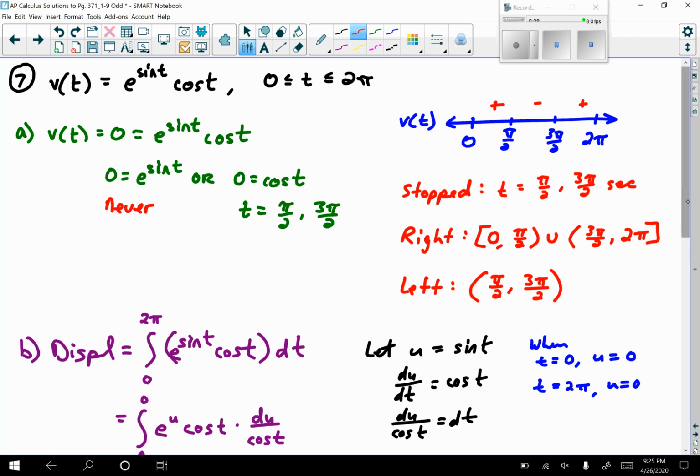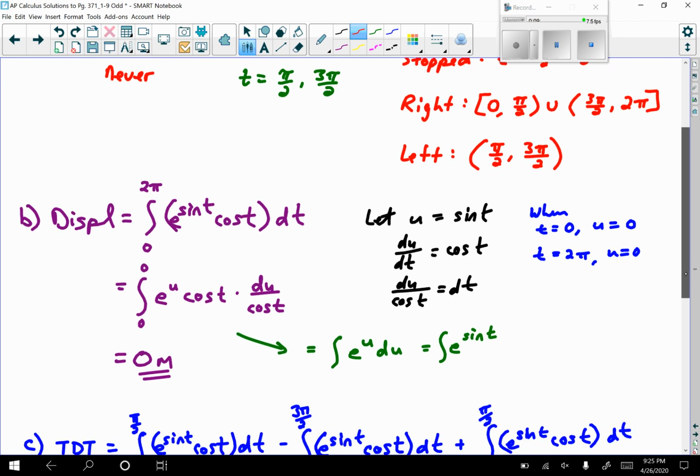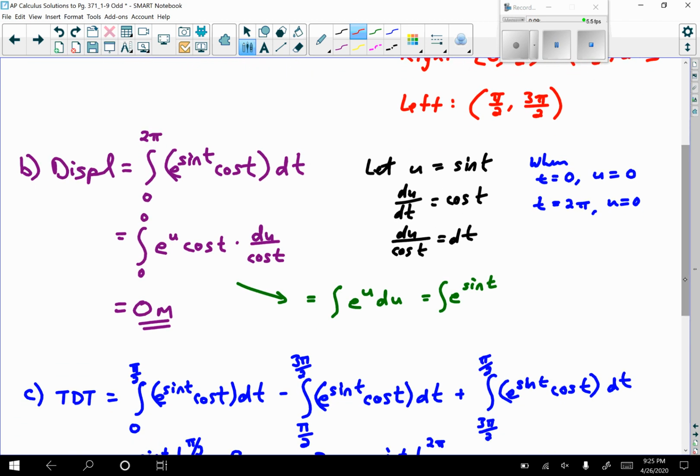So our displacement, remember, is always going to be one integral. It's just the net change, and just coincidentally, they all turned out to somehow be 0 meters here. So again, I'm going to let u equal sine t. That way du over dt is cosine t, and our cosine t's eventually divide out by this last part. Again, when t is 0, u is 0, and when t is 2 pi, u is 0. So again, we get the same limits of integration, which allows us to go to 0 meters.